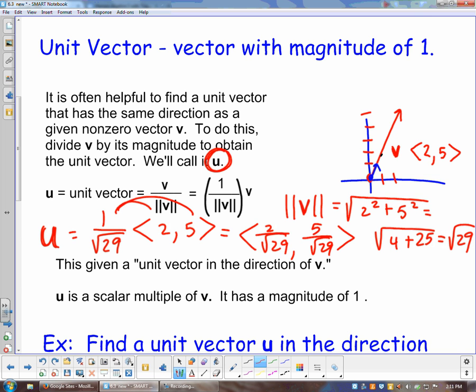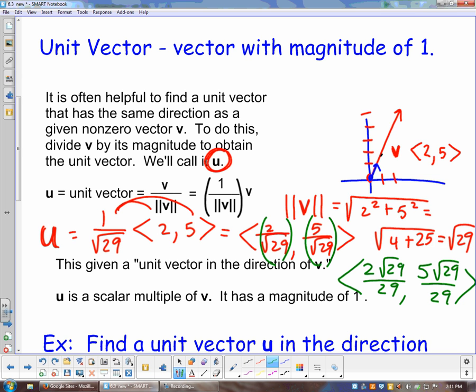All right, and if you want to simplify the radicals, you can multiply by square root of 29 over square root of 29 here. Same thing here, and we would end up with 2 square root of 29 over 29, 5 square root of 29 over 29, like this. That would be our unit vector. I'm making that a boldface u. All right, well, we're supposed to verify that that actually has a magnitude of 1.